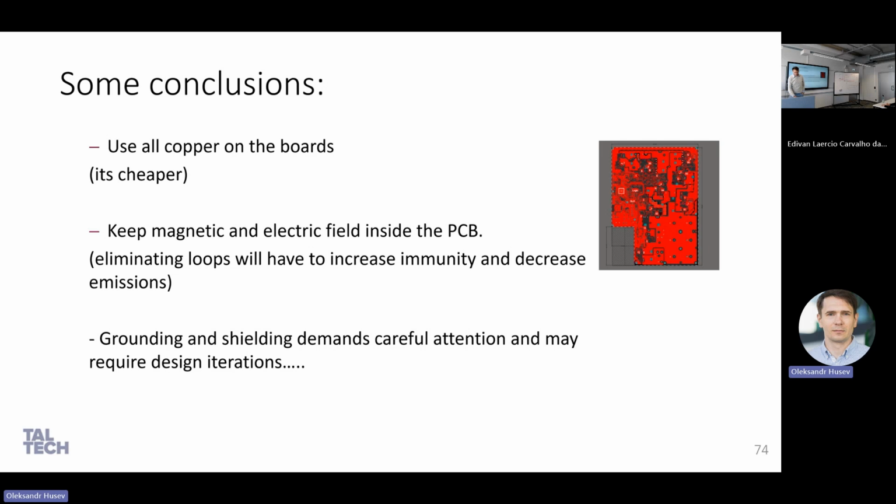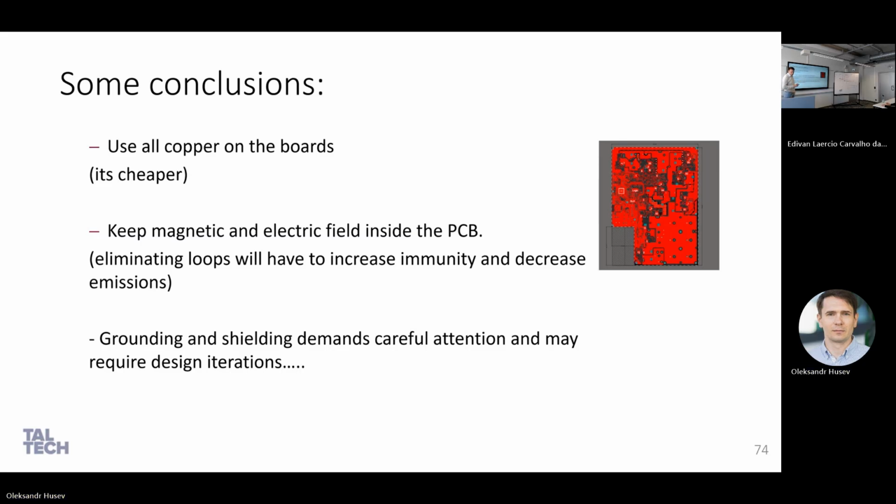Keep magnetic and electric field inside the PCB. So this is eliminating loops. You have to increase immunity and decrease emissions also. Because if you have a smaller loop, definitely you will have higher noise immunity, and at the same time, you will keep your field inside the PCB.